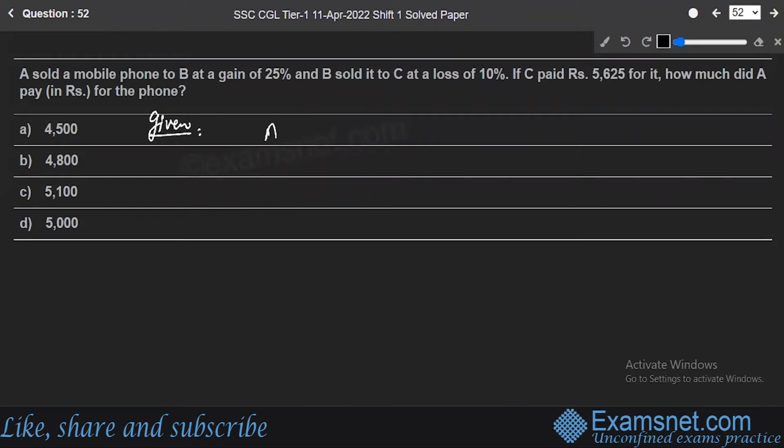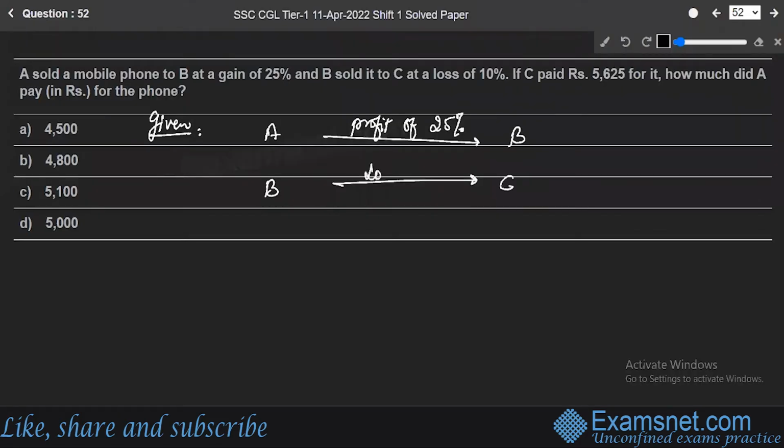So the given things are: A sold to B at a profit of 25%. B sold it to C at a loss of 10%, right? And how much did C pay? C paid 5625 rupees. Correct. Let's go with the solution part. This is a basic profit and loss question.